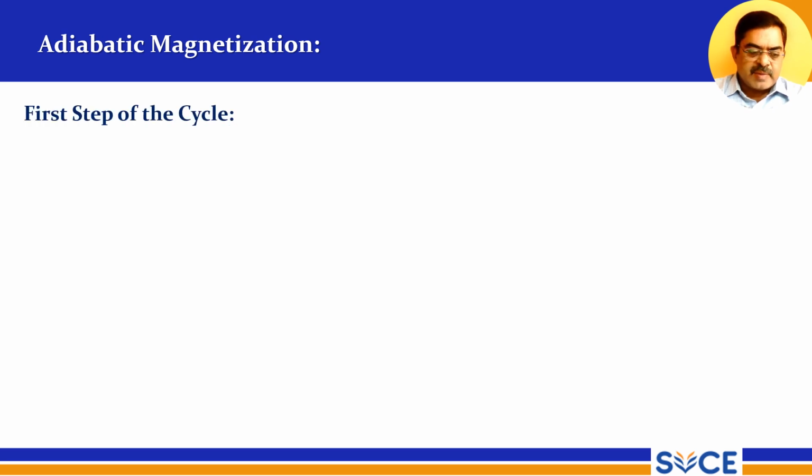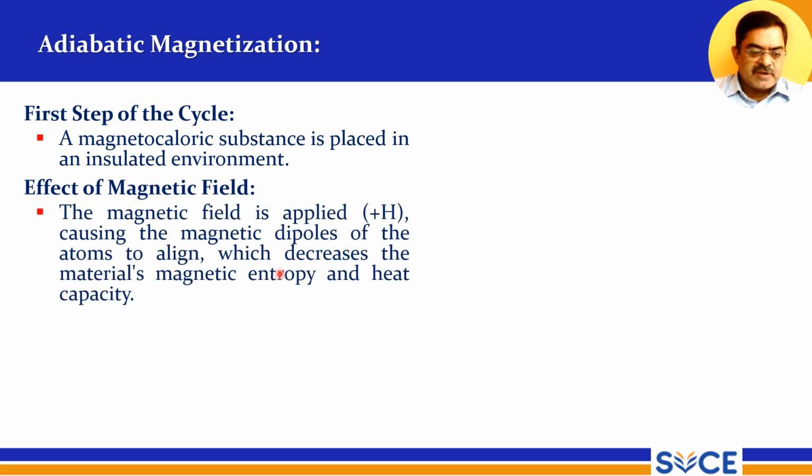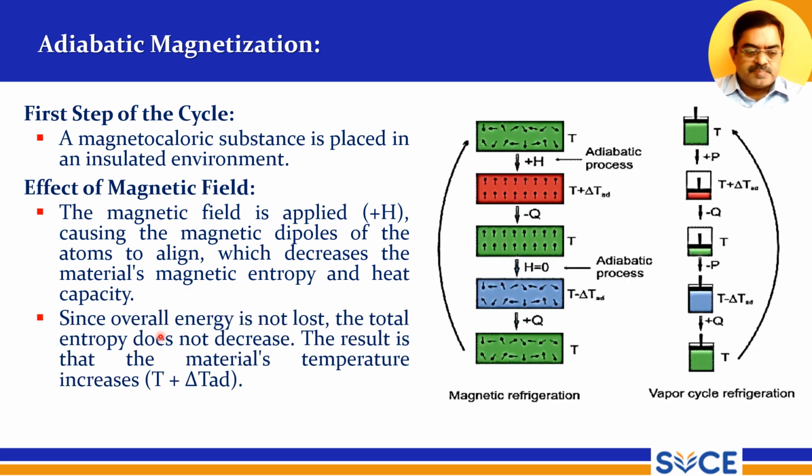So the first one, adiabatic magnetization. Here, in the first step of the cycle, a magnetocaloric substance is placed in an insulated environment. Then the magnetic field is applied, that is plus H, causing the magnetic dipoles of the atoms to align, which increases the magnetic material's magnetic entropy and heat capacity. Since overall energy is not lost, the total entropy does not decrease. The result is that the material's temperature increases by T plus delta T adiabatic.